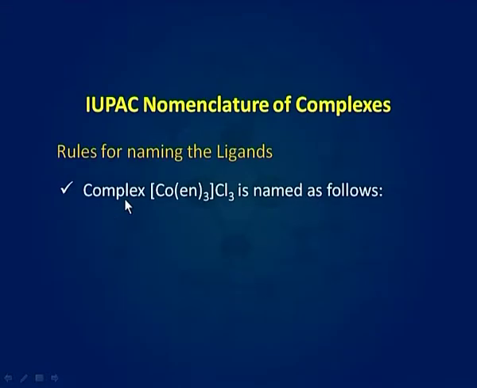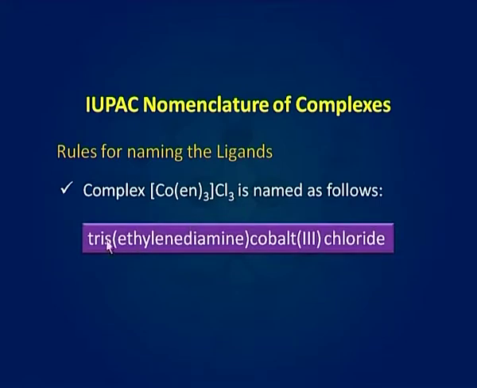Here is an example: complex Co(en)3Cl3 is named as tris(ethylene diamine)cobalt(III) chloride. Here you can note that ethylene diamine is a ligand which has a number name in its normal name. Hence, the prefix tris has been used here.